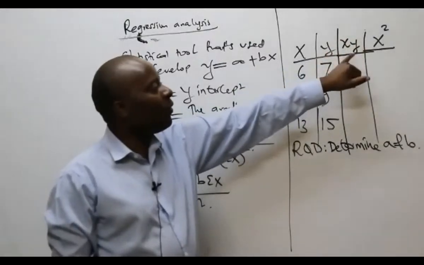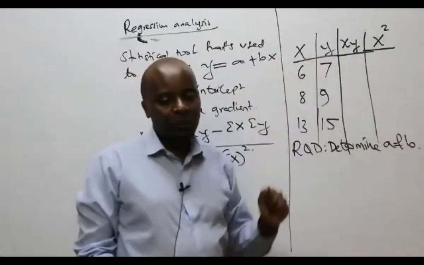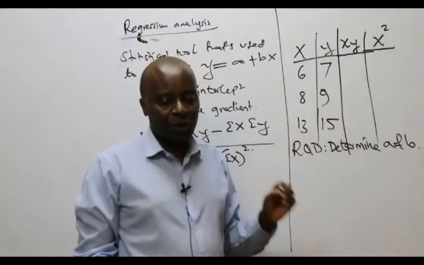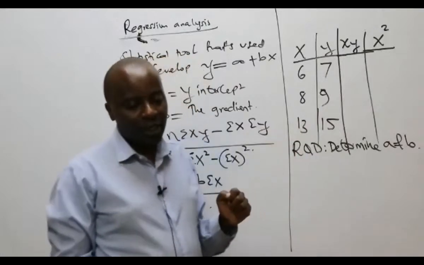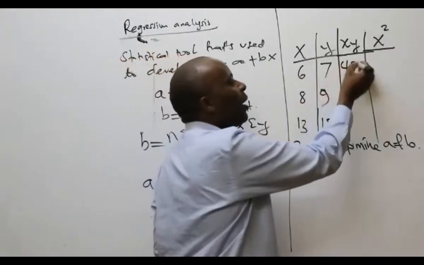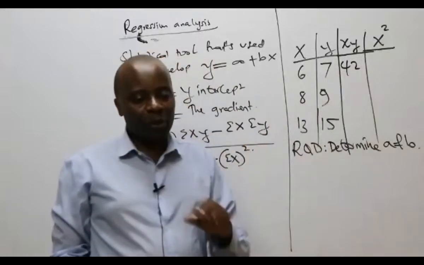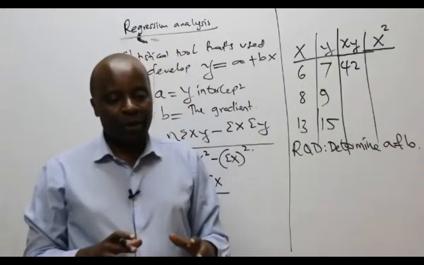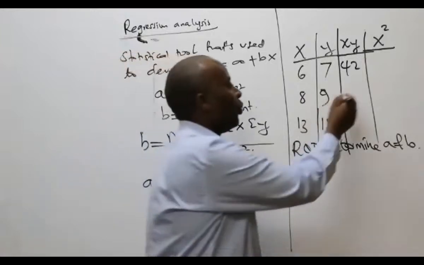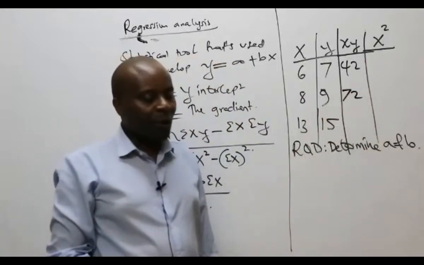So I need the column of xy first. What is 6 times 7? Please give me the multiples. 42. How about 8 times 9? I know the multiples, but I would want really you guys to be engaged in this. 72.